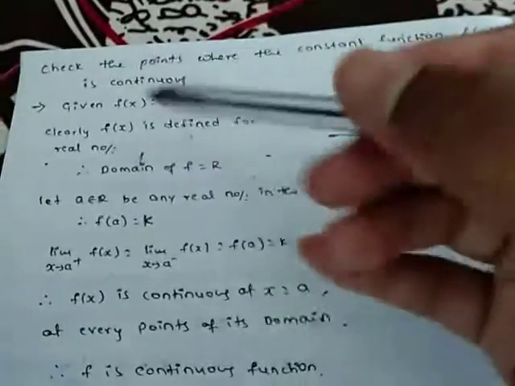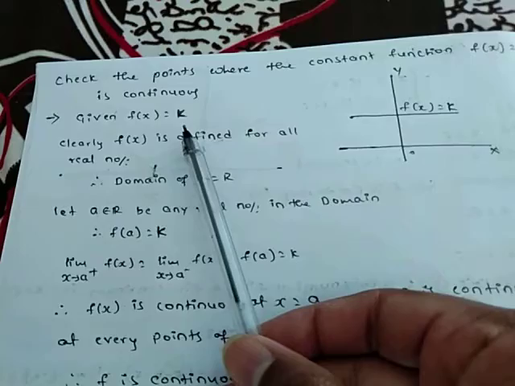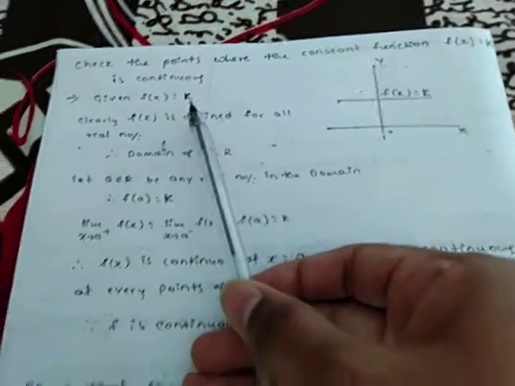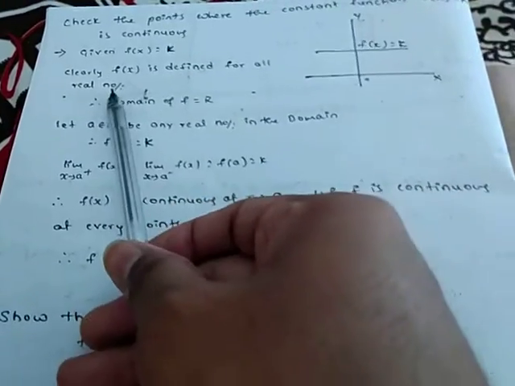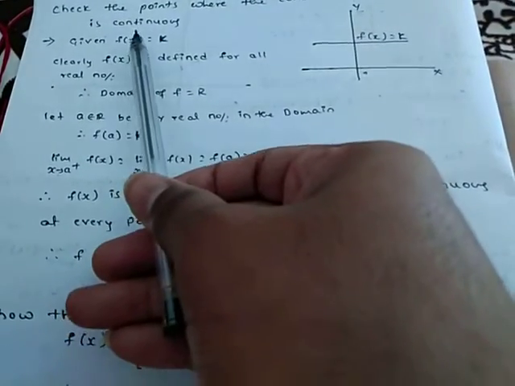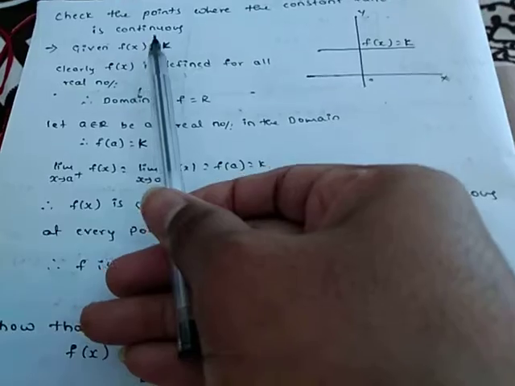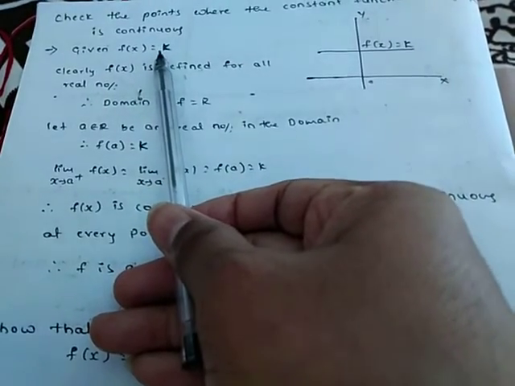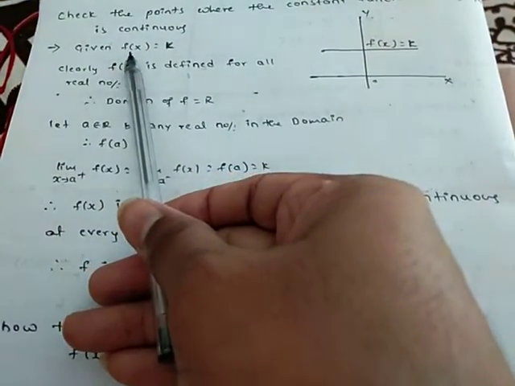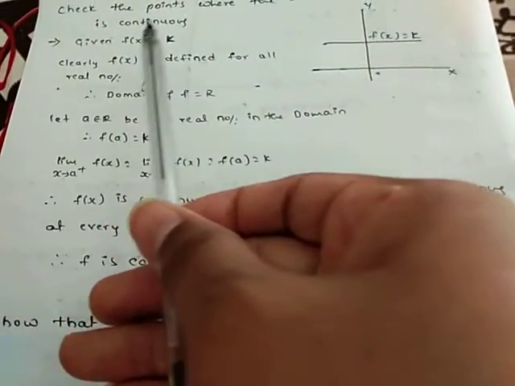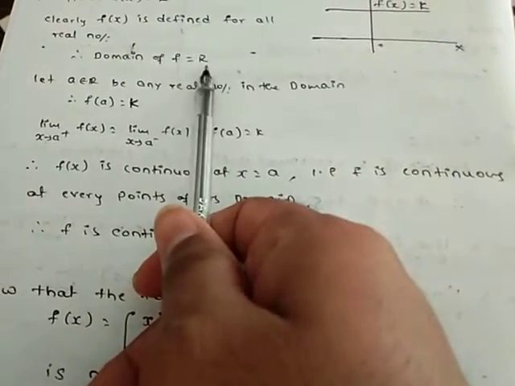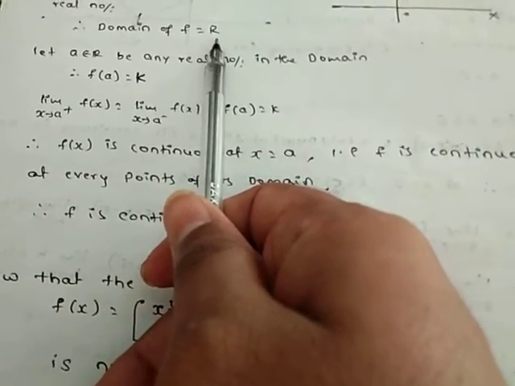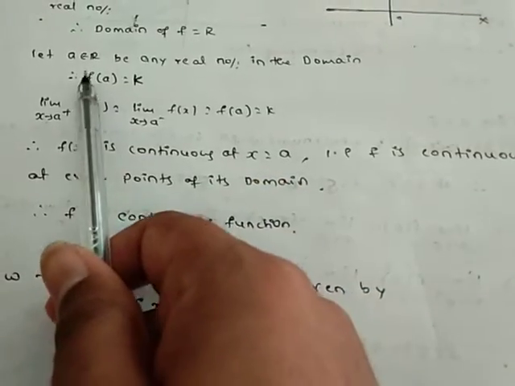So for the proof, given f of x is equal to k. Clearly f of x is defined for all real numbers. Suppose you are given any real number, the output, the range, is always going to be k. So we can say that the domain of this function is R.